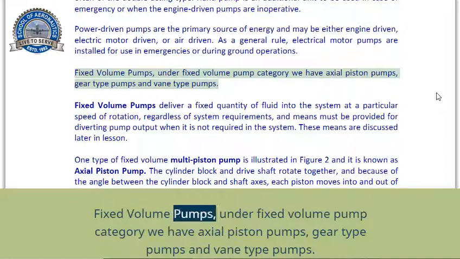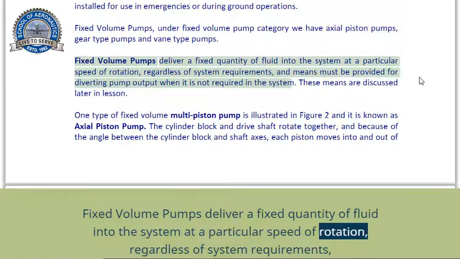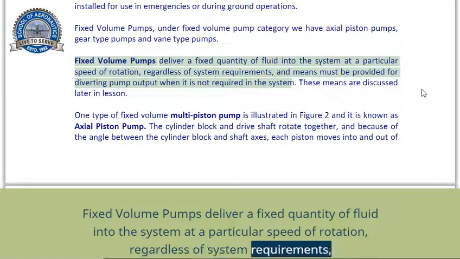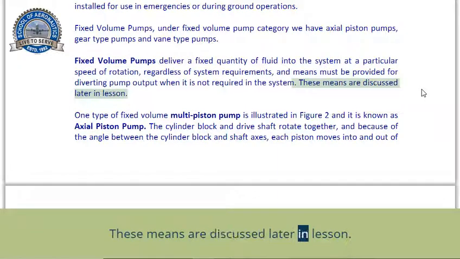Fixed volume pumps. Under fixed volume pump category we have axial piston pumps, gear-type pumps and vane-type pumps. Fixed volume pumps deliver a fixed quantity of fluid into the system at a particular speed of rotation, regardless of system requirements, and means must be provided for diverting pump output when it is not required in the system. These means are discussed later in the lesson.